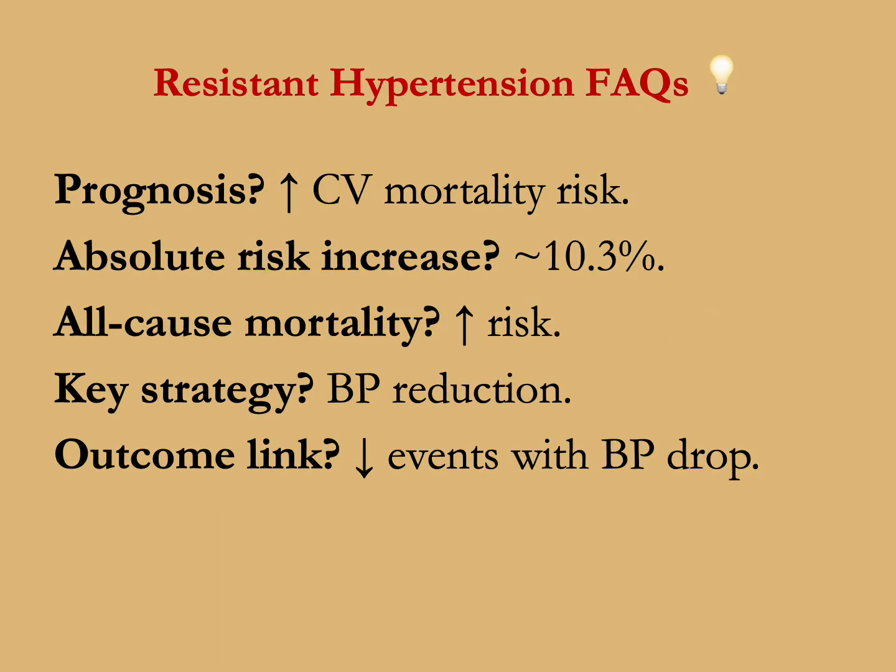Prognosis. The increased cardiovascular mortality risk. Absolute risk increases by about 10.3%. All-cause mortality also has increased risk. The key strategy, therefore, is blood pressure reduction. The outcome is decreased events with blood pressure drop.